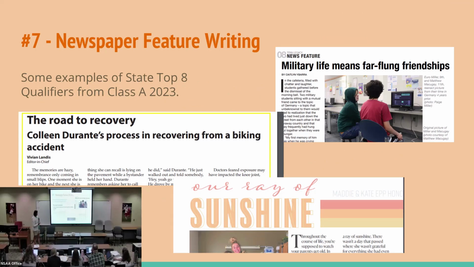Here's some examples from Class A. A person, her process in recovering, military life. So that's a great feature because it can maybe pull in several students. We try and think of ideas like, oh, here's this person, who else is doing that? How can we get a group of kids in, maybe with military life here? Our Way of Sunshine, talking about a story about, I think it's this girl's mom. It was not very good, probably. I didn't realize I did that quickly last night. That's floating heads. Sorry about that.